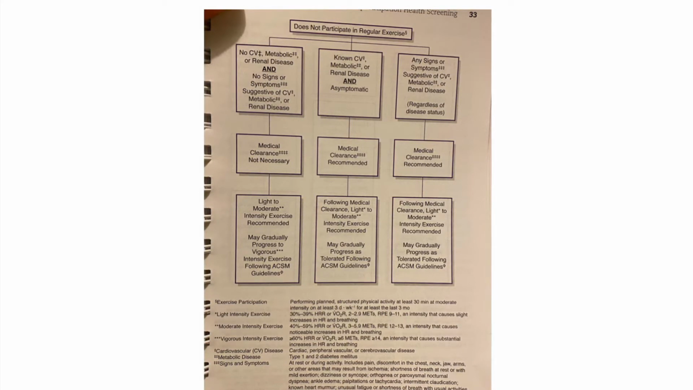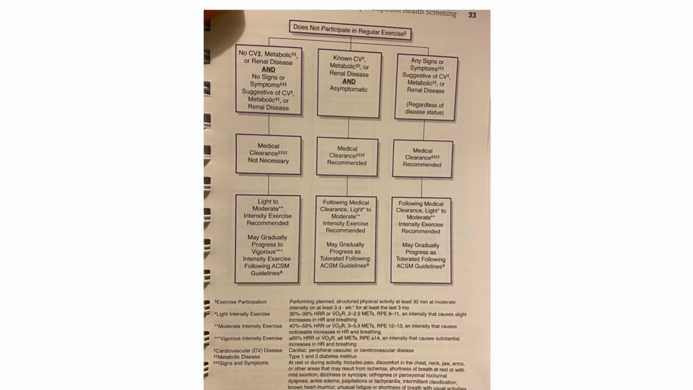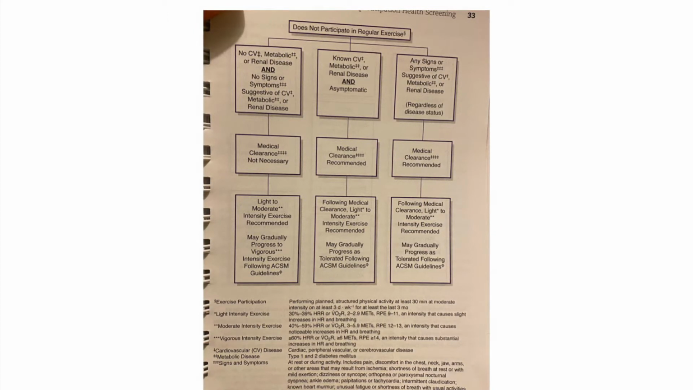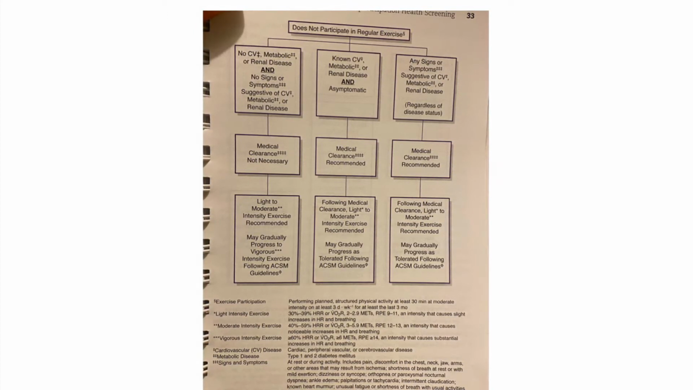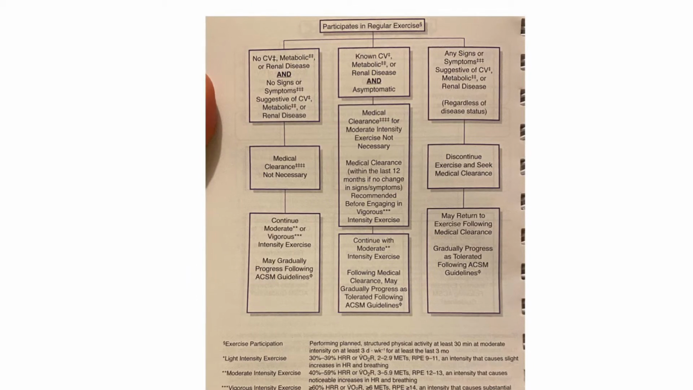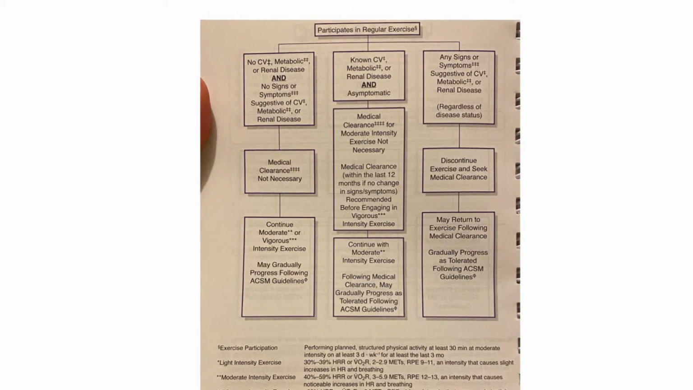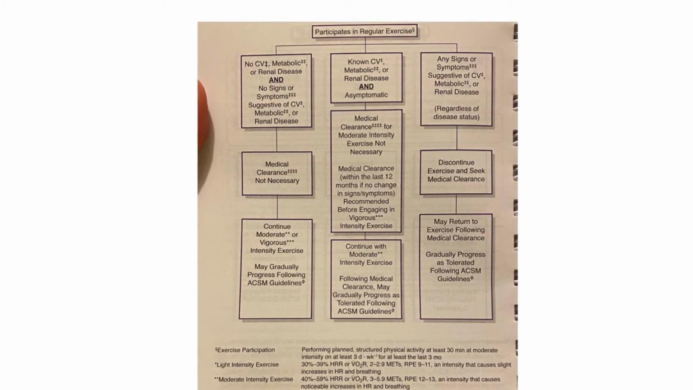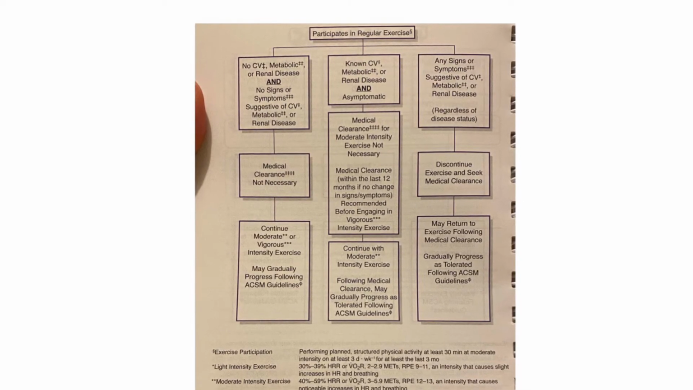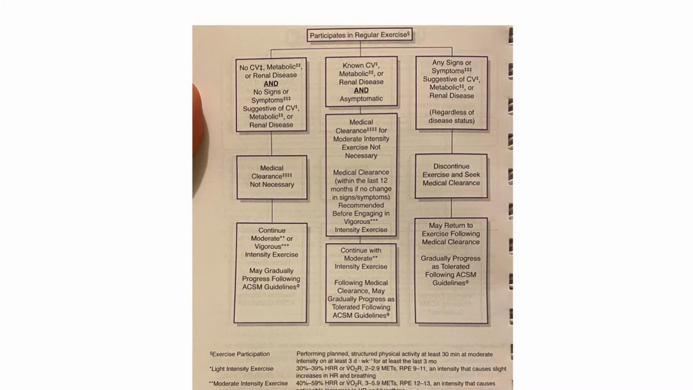Vigorous or more intense exercise tends to trigger acute cardiovascular events versus if they started with light to moderate exercise. Identifying the proper exercise intensity is extremely important. Individuals that are healthy and have no signs and symptoms are cleared to start with light to moderate exercise intensities without being cleared. Symptomatic individuals who don't participate in exercise should seek medical clearance before starting.